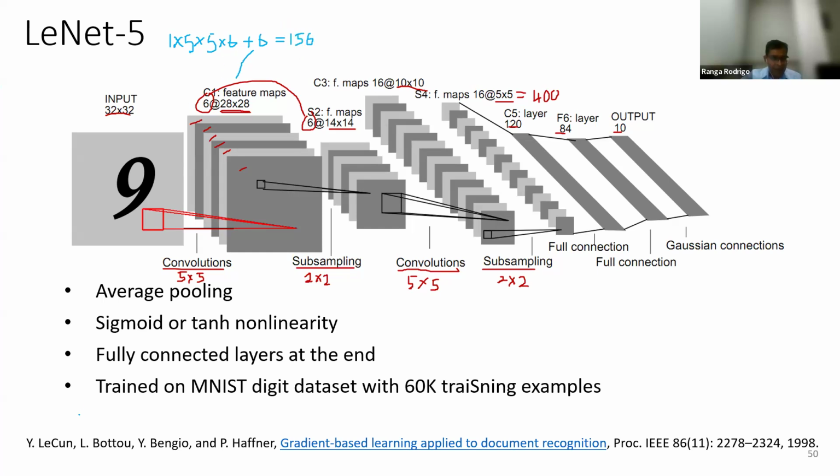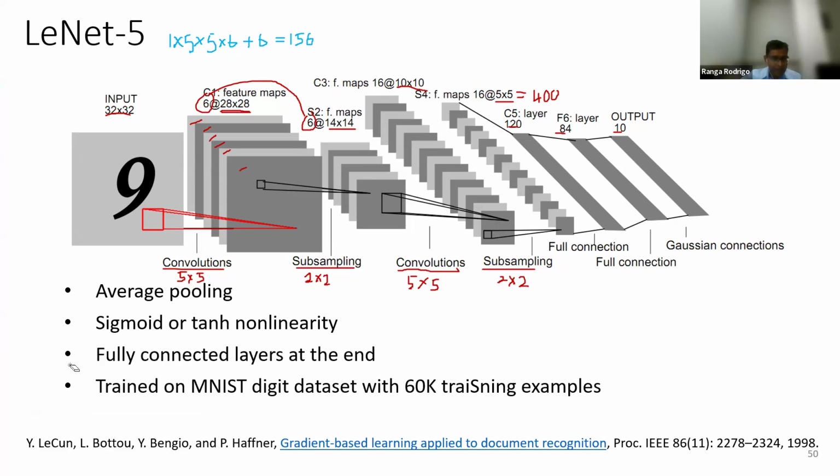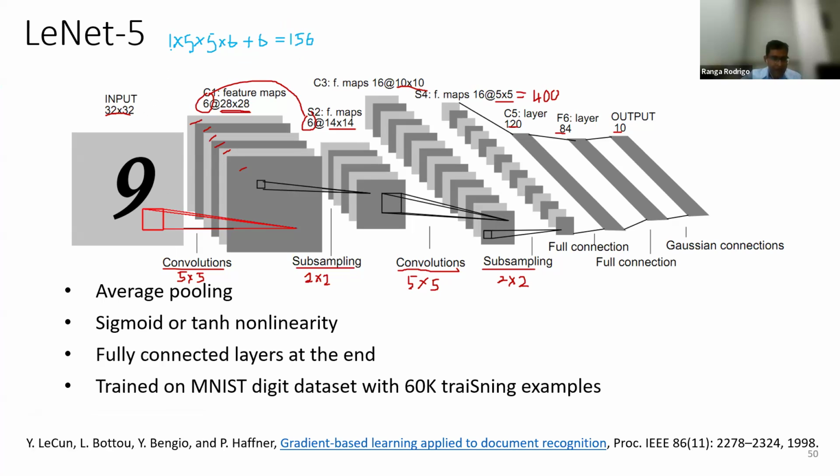156. Due to this convolution operation here, okay. Due to subsampling, do we have any parameters in the subsampling? Due to subsampling, the number of parameters is 0. Then again, there's a convolution operation that is happening here.